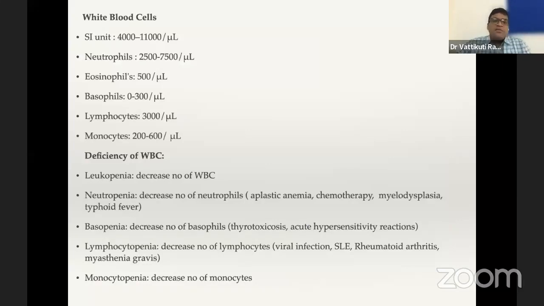Any deficiency or decrease in the number of white blood cells is called leukopenia for the whole group. Individually, isolated neutrophil deficiency is called neutropenia, and then lymphopenia or monocytopenia. There are multiple causes for neutropenia, like patients who have aplastic anemia or myelodysplastic disorders, and patients who have undergone chemotherapy. All these patients will have a lower neutrophil count. Lymphocytopenia or lymphopenia is also very commonly seen in the ICU setting, especially in viral infections or connective tissue disorders like systemic lupus erythematosus and rheumatoid arthritis.